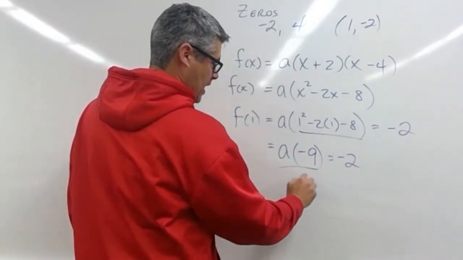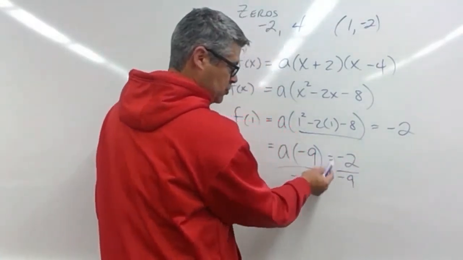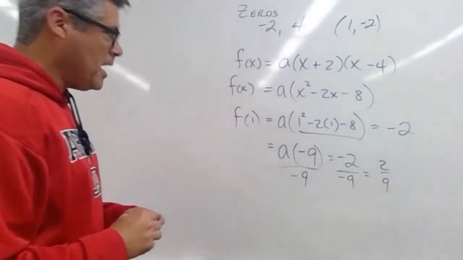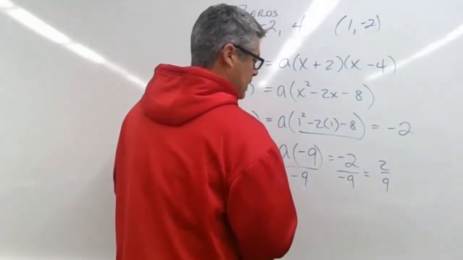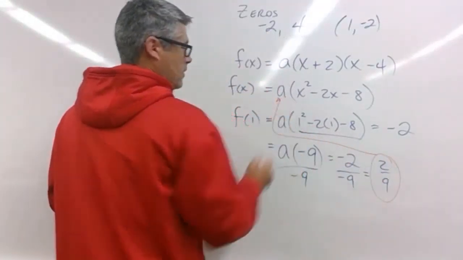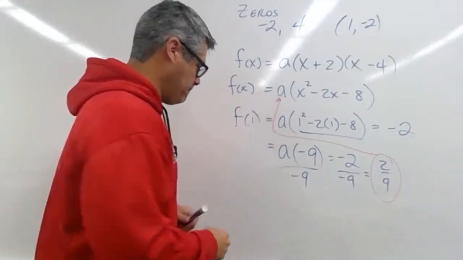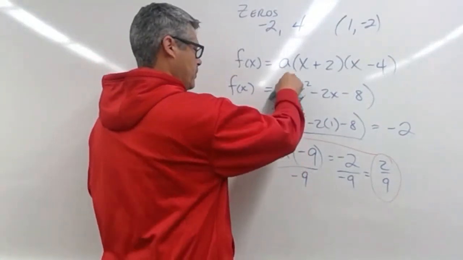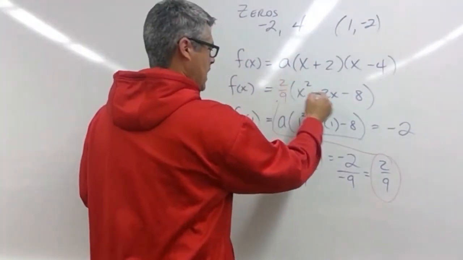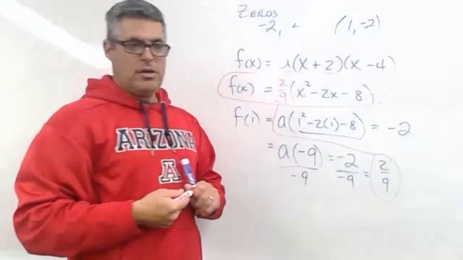Okay? And now to solve for a, I divide by negative 9, and I get a positive, there's 2 negative signs there, I get a positive 2/9. Okay? And so now, all I'm going to do is take that 2/9, and I'm going to plug it back in to where I had the x's in there. And so now my equation is going to read f of x is equal to 2/9 times all of that. Okay, and that would be your final answer for that.